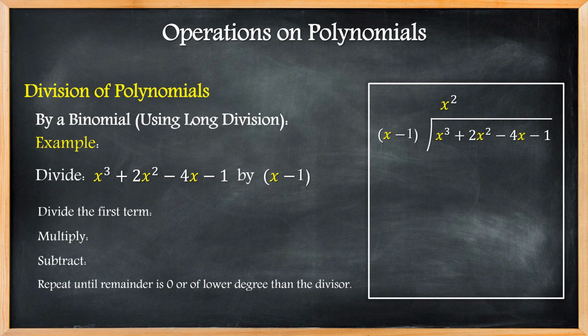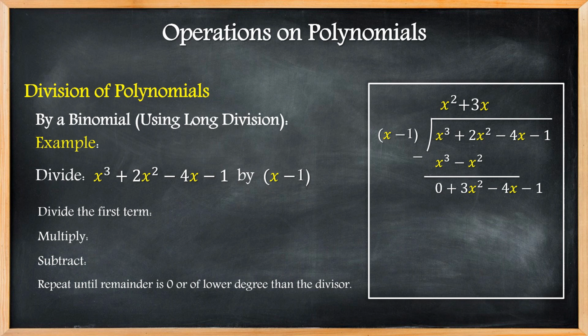Step 2. Multiply. Multiply x squared by x minus 1 to get x cubed minus x squared. Step 3. Subtract. Subtract x cubed minus x squared from x cubed plus 2x squared minus 4x minus 1. This leaves us with 3x squared minus 4x minus 1. Divide 3x squared by x to get 3x. This 3x is the next term in our quotient.